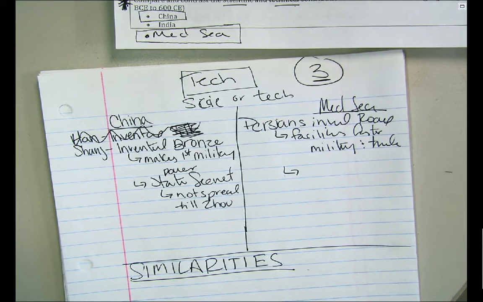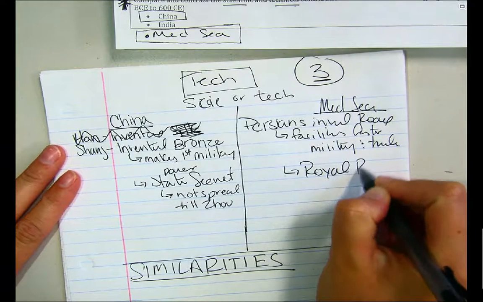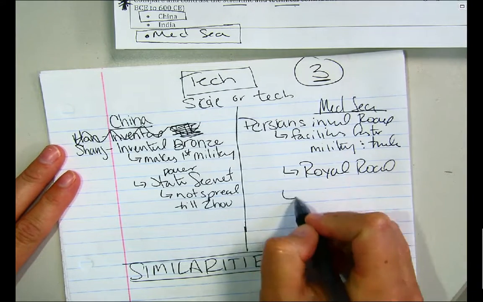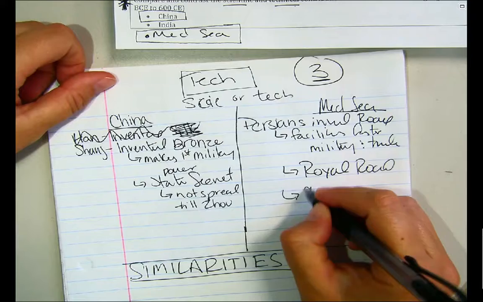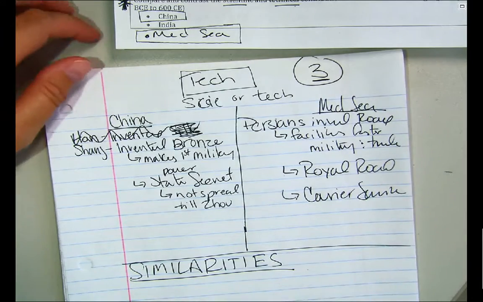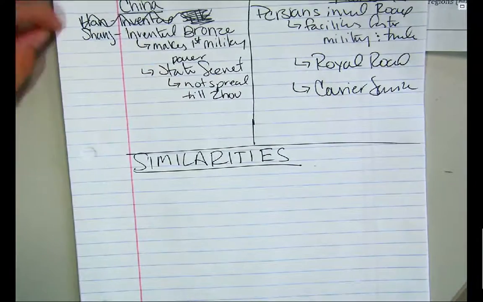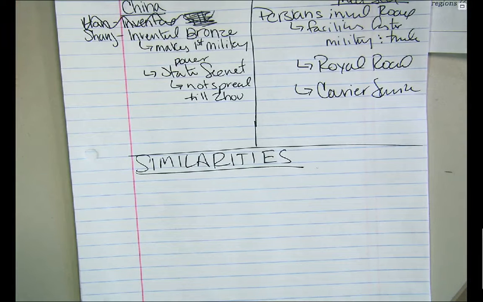What do you got, Lily? Royal Road is the name. There you go. Royal Road is what it's called. Okay, what else about our roadway? Sterling. It had a courier service, the world's first courier service. Absolutely. Okay. All right. What are some things that are similar between China and the Mediterranean Sea that they're both going to do?